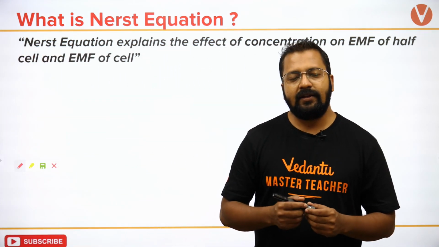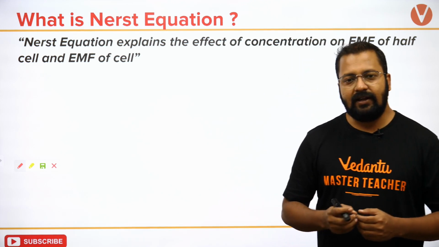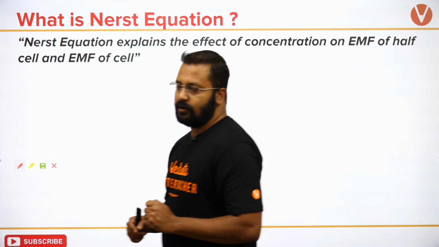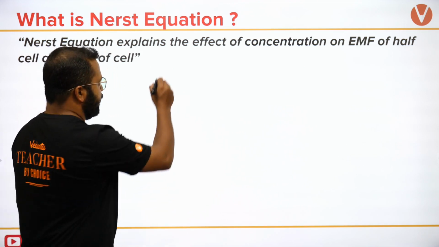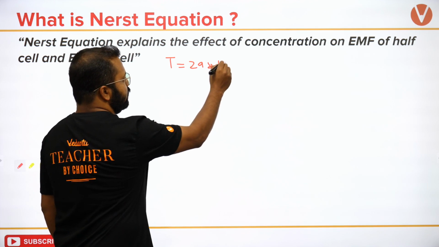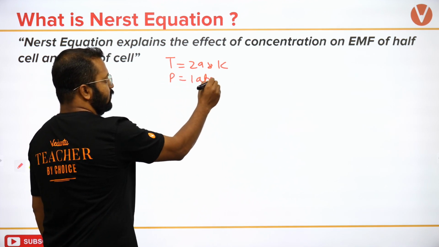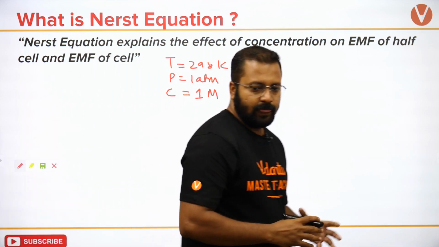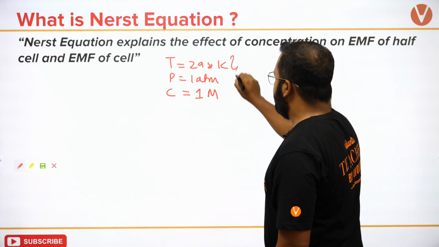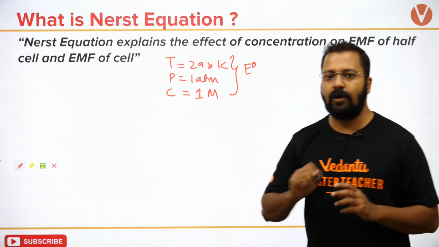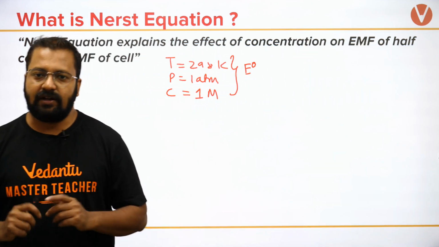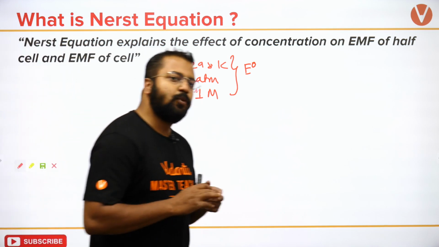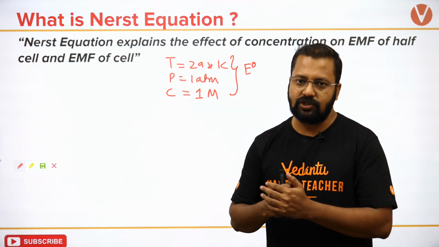I had told you earlier that the E0 of the cell is calculated at a particular temperature, pressure and concentration condition. So when we take the temperature to be 298 Kelvin, pressure to be 1 atmosphere and concentration to be 1 molar for the electrolytes which are dissolved, what we calculate is E0. But let's say we change the concentration or we change the temperature. What do you think will happen to the cell potential?